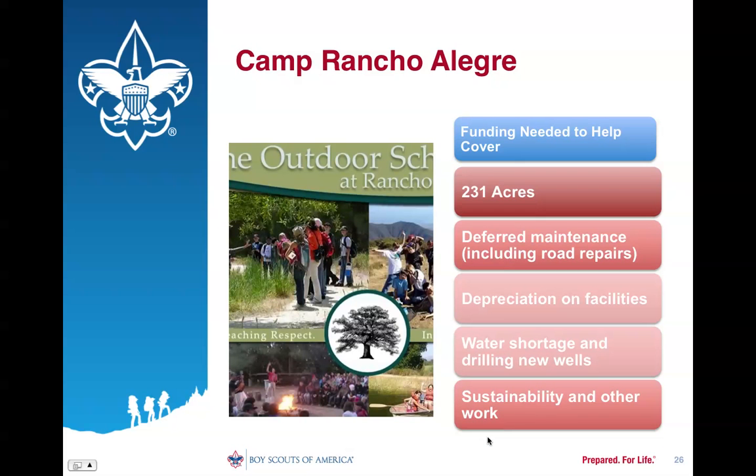That money is also allocated to help provide for Rancho Alegre. Funding is needed to help keep it covered. It's 231 acres, but it also has quite a bit of deferred maintenance, depreciation on facilities. From the water shortage, we've had to drill some new wells, or are working on that, and sustainability and other work as well.